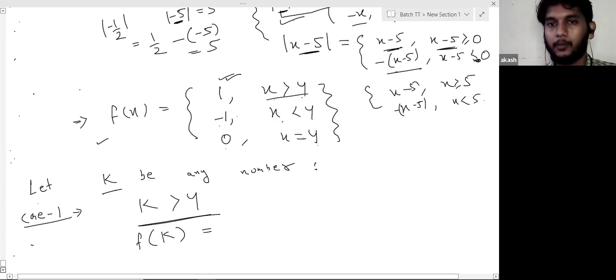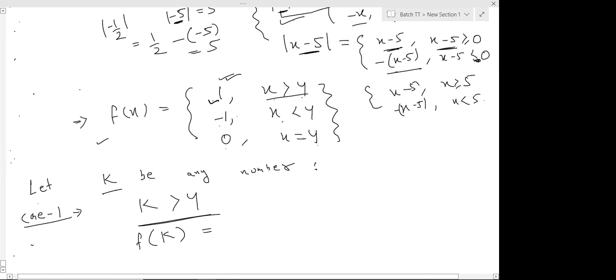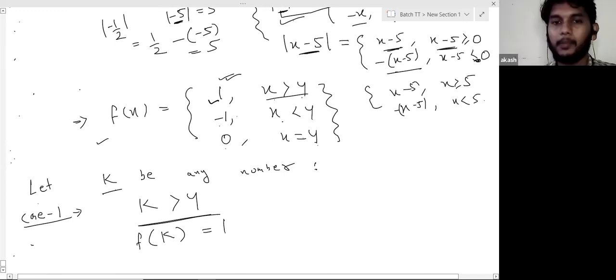When x is more than 4, what is the function? 1? Yes, sir. Yes or no? Right. So f of k will be 1. What will be limit x tending to k of f of x?